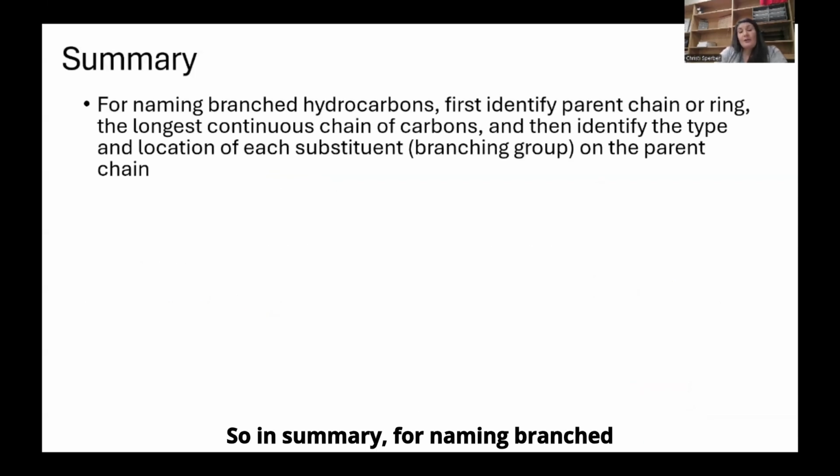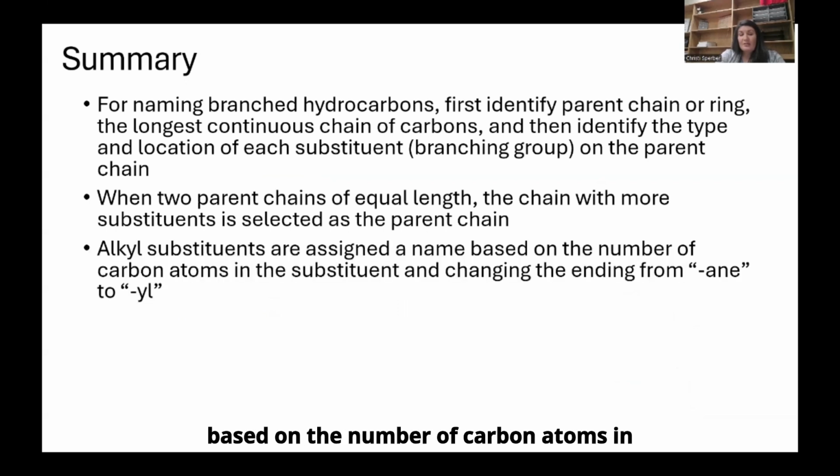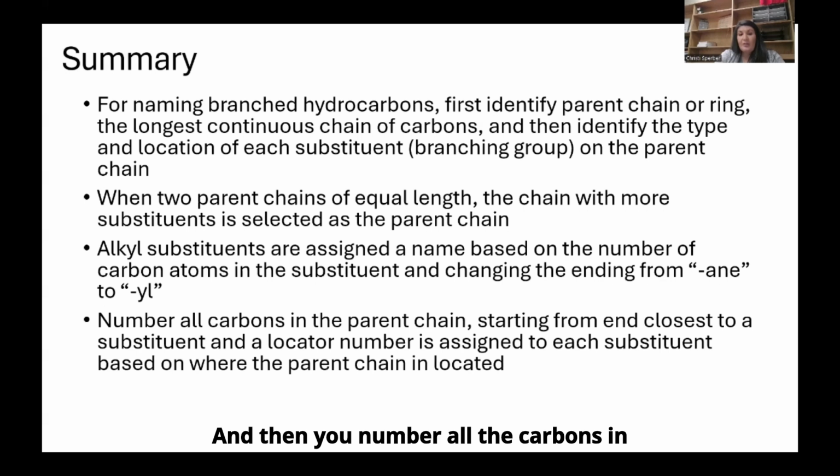So in summary, for naming branched hydrocarbons, you have to first identify the parent chain or the ring, or the longest continuous chain of carbons, and then identify the type and location of each substituent on the parent chain. When there are 2 parent chains of equal length, the chain with more substituents is selected as the parent chain. Alkyl substituents are assigned a name based on the number of carbon atoms in the substituent, and the ending is changed from -ane to -yl. And then you number all the carbons in the parent chain starting from the end closest to a substituent, and a locator number is assigned to each substituent based on where it is located on the parent chain.